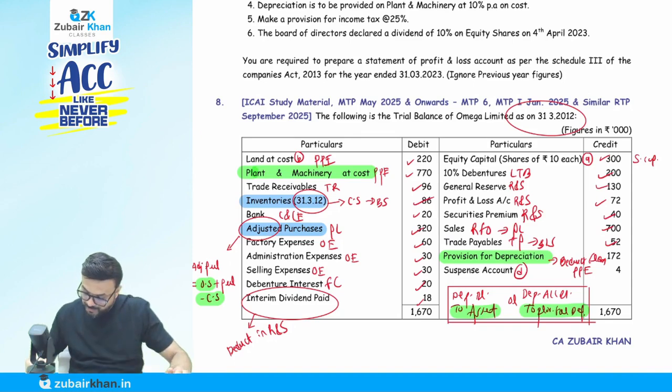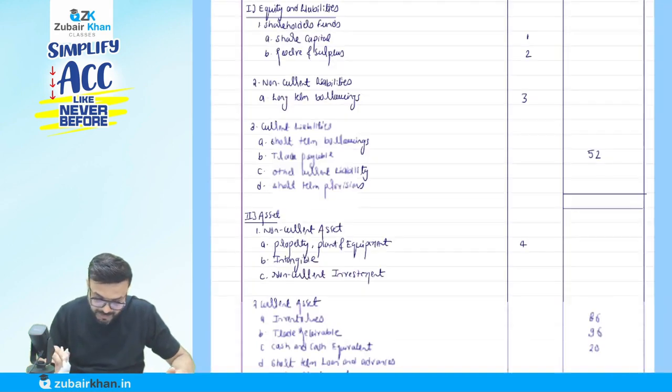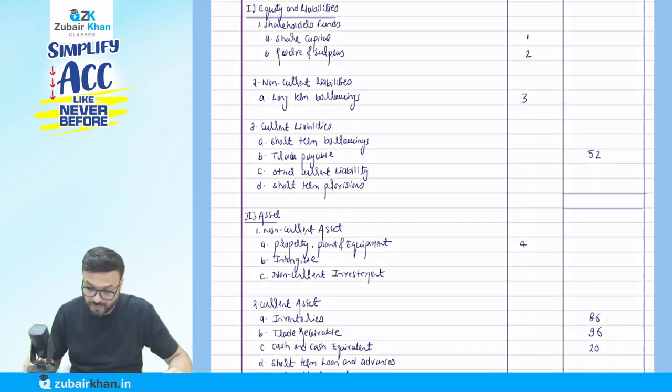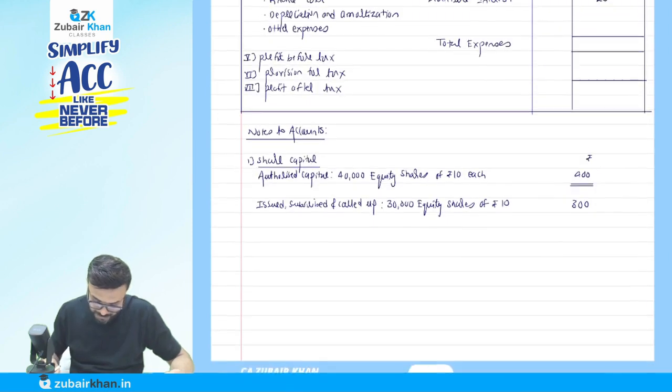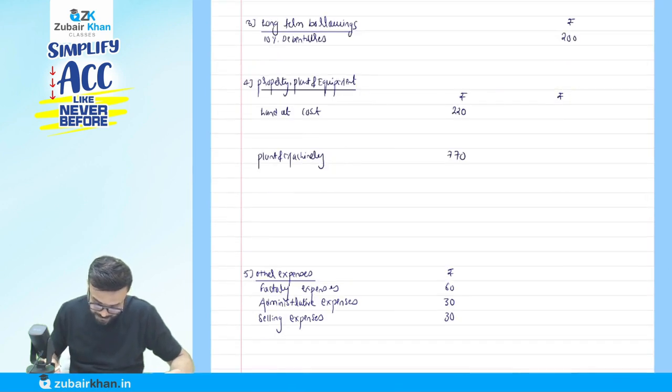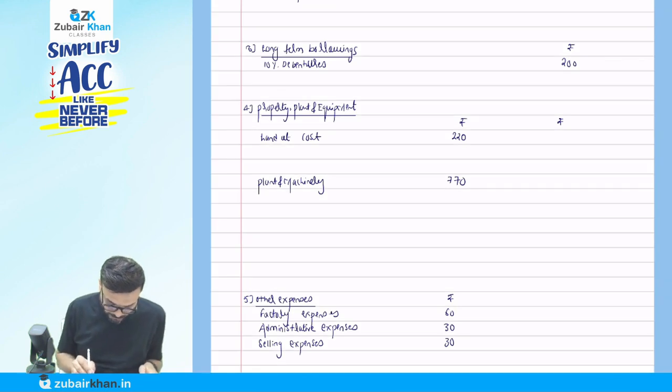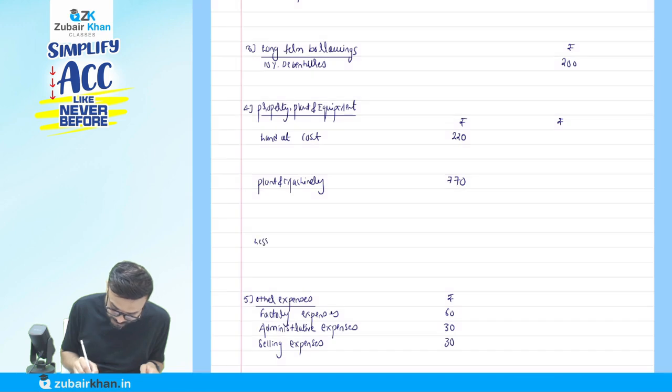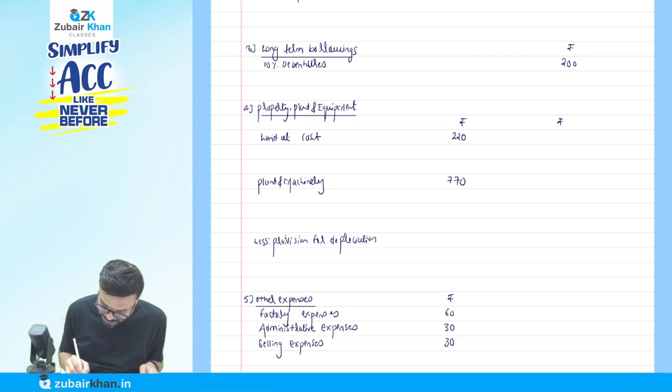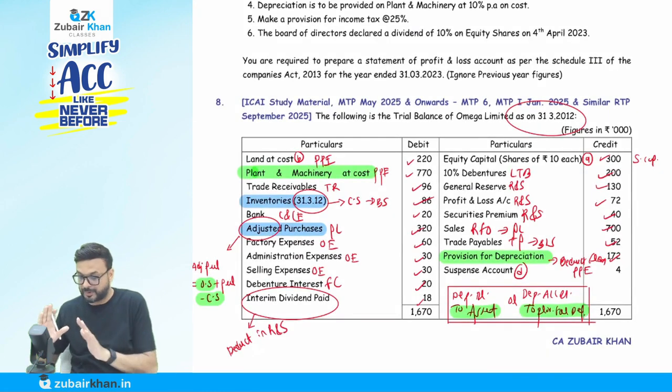So here we have 172. There are some adjustments in it. I will discuss with you, but write it down here. Go to notes to account number 4. Here after PPE, keep the space of 4 lines. Then write down here: less provision for depreciation. Write it in the inner column because there are some adjustments in it. How much is the amount? 172. Correct. 172 is the amount.